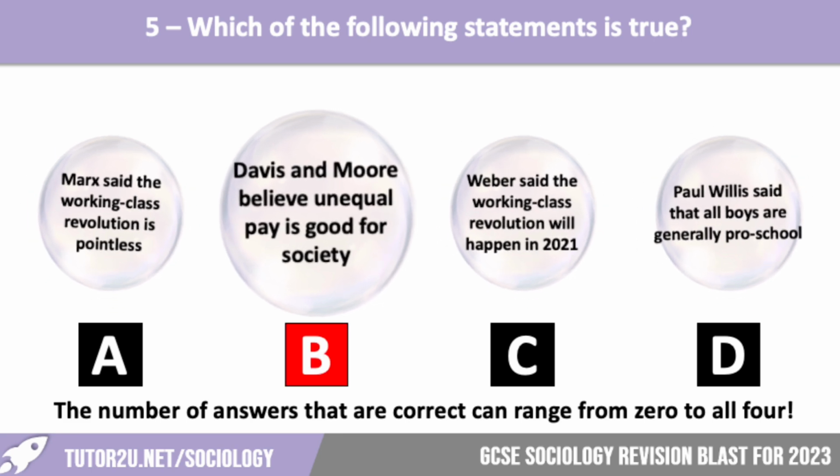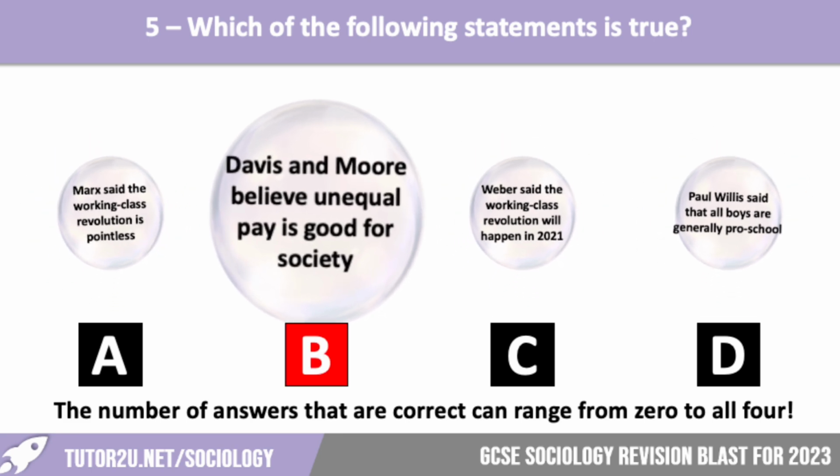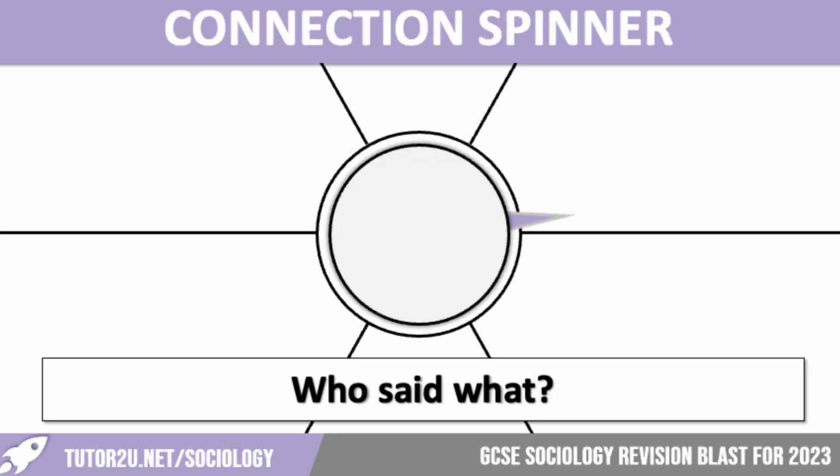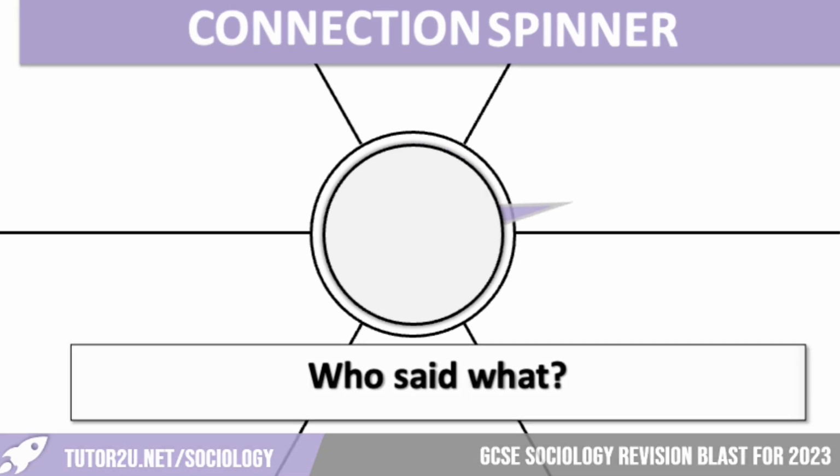Let's have a look. It is B. So Davis and Moore believe that unequal pay is good for society. Let's move on to a connection spinner with a quick game of who said what.